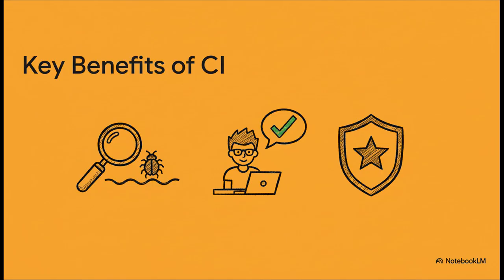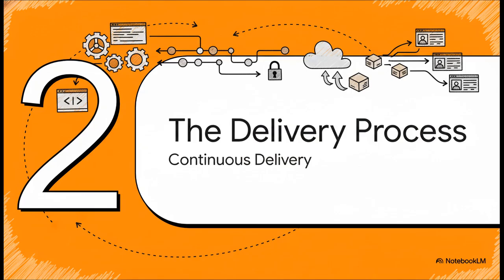By using CI, teams can spot and squash bugs so much faster. This has a huge impact. Teams that really get this right can often fix issues in production in less than an hour. That's a massive leap forward for stability. All right, let's move on to the next stage.